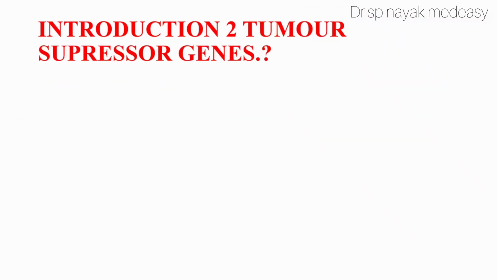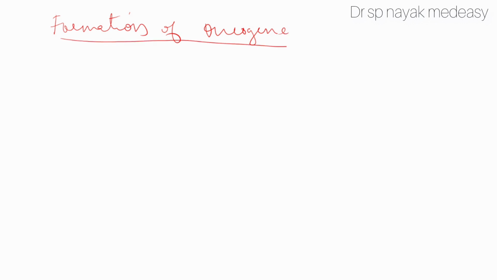Now I will try to explain the formation of oncogenes. What is an oncogene? The genes which will cause cancer. Simple: the genes which will cause cancer.